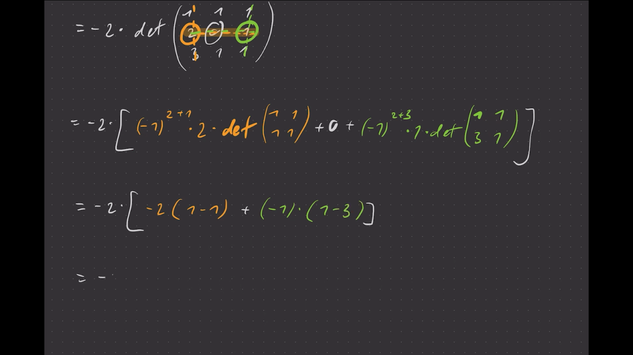So what do we have? Well, we have -2. That orange part is 0. That green part here, 1 minus 3 is -2 times -1, so that's a +2. So what we get in the end is -4. And that's the final result for this determinant. And that's also the final example of this video. I'll see you in the upcoming videos.